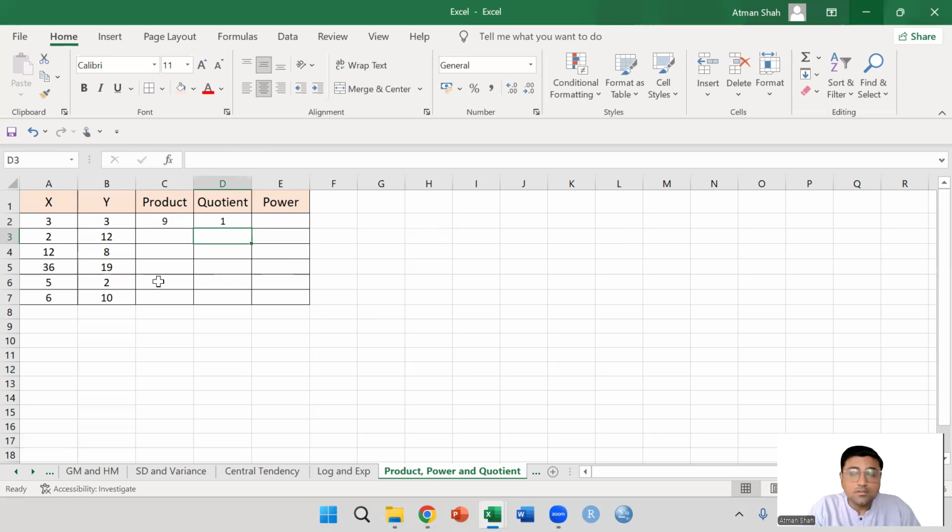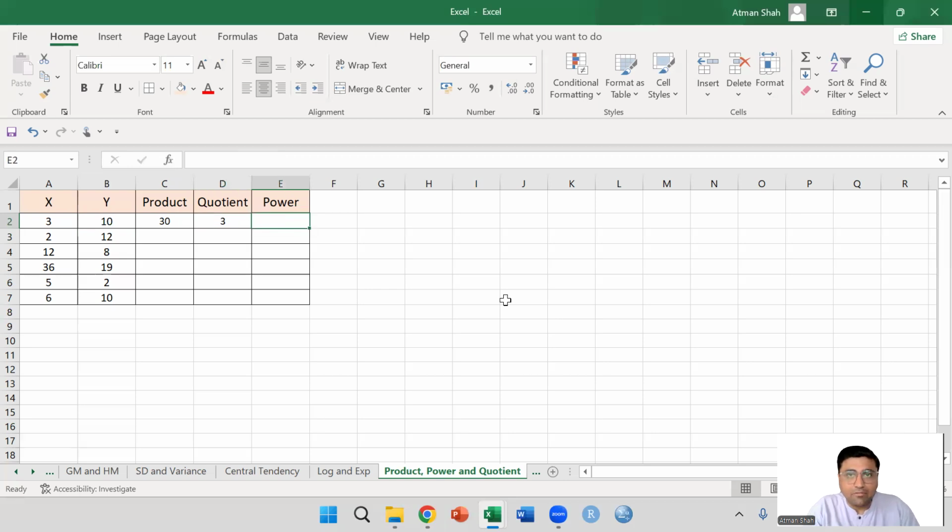Now suppose you have 10 here. So instead of 3, I'm writing 10 in B2 cell. Then you see the answer. The product is 30, that is 3 into 10. The value of quotient is 3. So when you use this function, it discards the value of remainder.